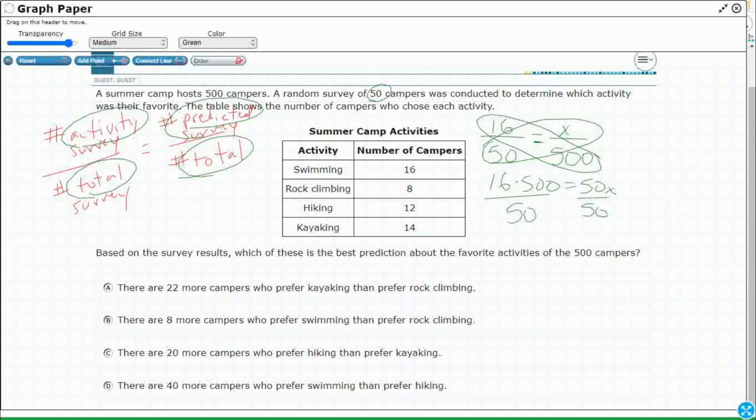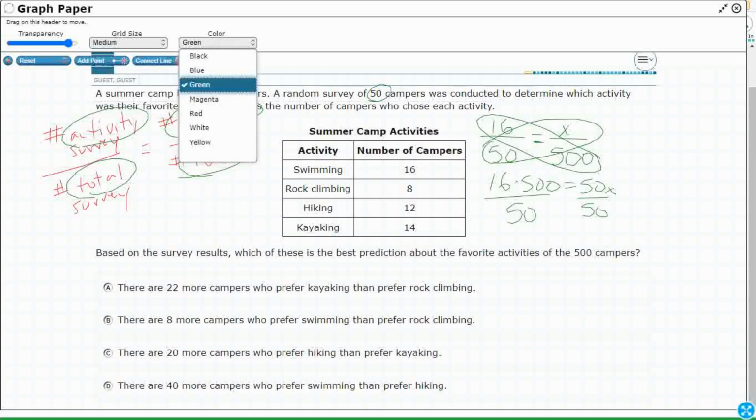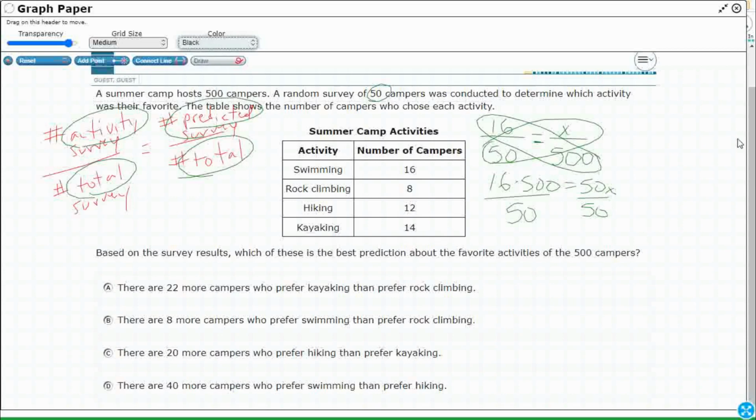The other option is to look and see, is there any way that I can just use equivalent fractions and think, well, does 50 times something get me up to 500? And hopefully you're thinking, yeah, 50 times 10. So then to make an equivalent fraction, all I got to do is multiply the numerator times 10. So that's going to make 160. So it's just going to be times 10, because if there's 50 in the survey and 500 total, we just multiply by 10. So let's just do that for all of these.